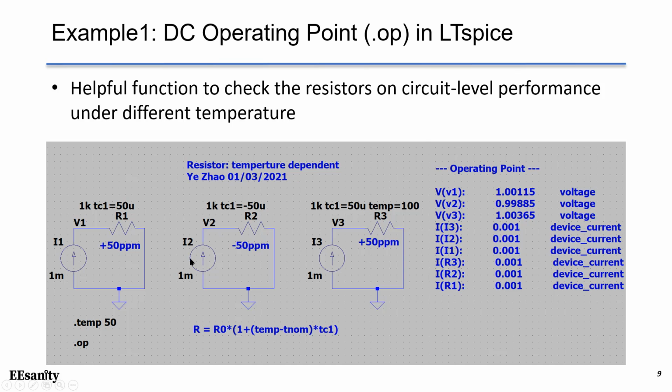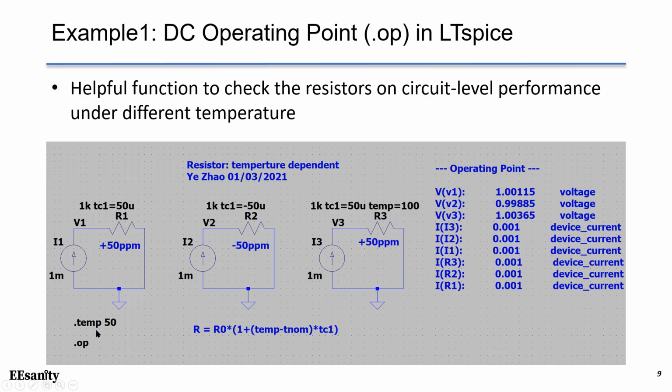As shown here, we have 3 different resistors. Each resistor is powered by a current source at 1 milliamp. This 1 milliamp is injected into each resistor, and we are going to measure the terminal voltage as V1, V2, and V3 on the left-hand side of each resistor. This is an easy way to identify the resistance by just reading the terminal voltage.